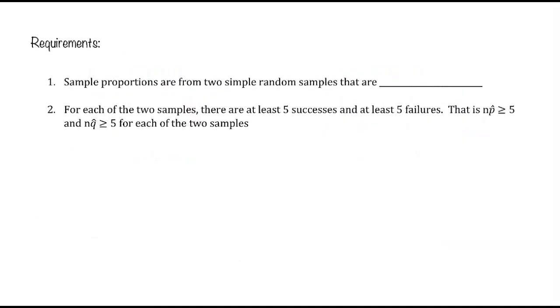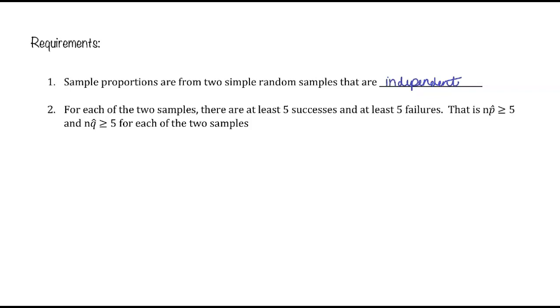There are some requirements as we head into this type of hypothesis test or this type of confidence interval. The sample proportions must be two simple random samples that are independent of one another. We also require that for each of the two samples, there are at least 5 successes and at least 5 failures. That is, for each sample, N times P hat must be greater than or equal to 5, and N times Q hat must be greater than or equal to 5.